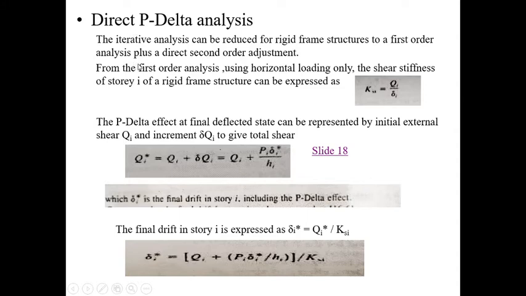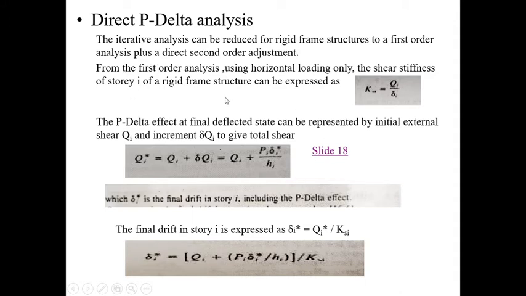So the previous method, that is the iterative analysis, which is used for the rigid frame structure, wherein the first order analysis plus a direct second order adjustment is made. You will be having the first order analysis and then you do the direct second order adjustment for that.